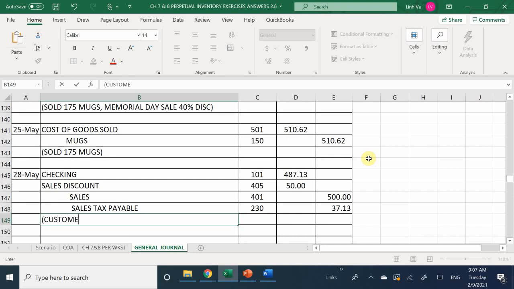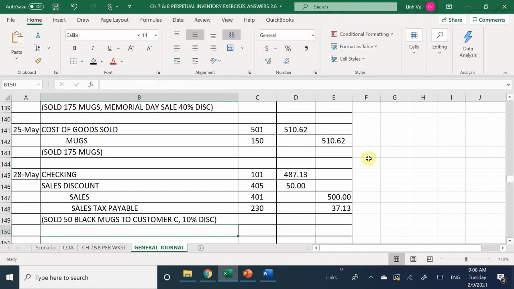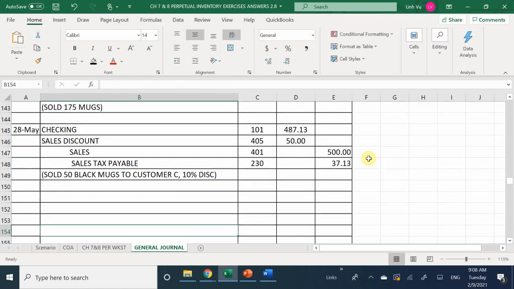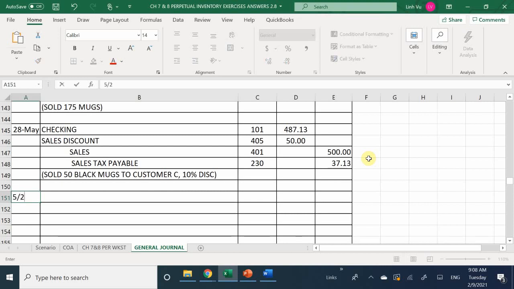So here, customer C. Actually, no, I'm going to go ahead and do it again. Sold, what was this, 50 black mugs to customer C, comma 10% discount. Okay. And then, of course, because we sold something, what else do we have to do? Cost of goods sold. Yes, we can go ahead and do a cost of goods sold.